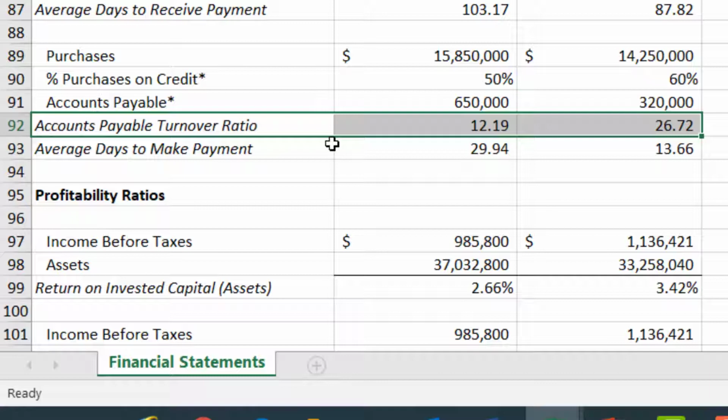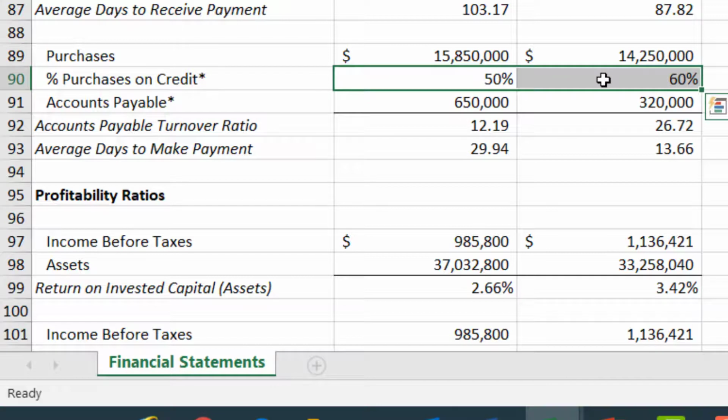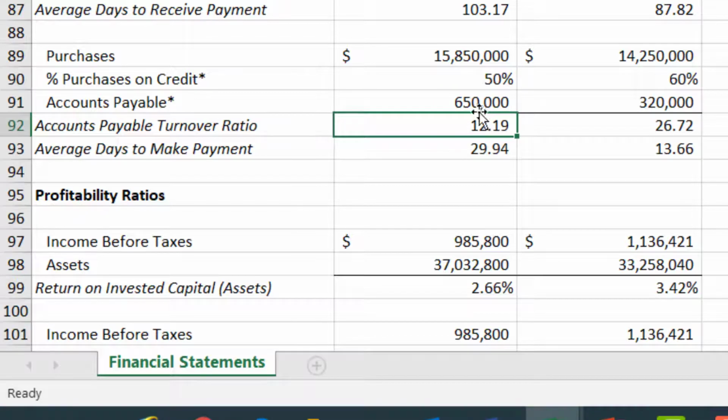And once again, I've made some heroic assumptions that you've spent 50, 60% of your purchases on credit, meaning you didn't pay cash for them at the time and you were billed for them and you paid them later. And we have an accounts payable that we pulled off of our balance sheet. Once again, this should probably be the average accounts payable, beginning of the year versus end of the year. I don't have the information to calculate that, but it's probably the better way to do it.